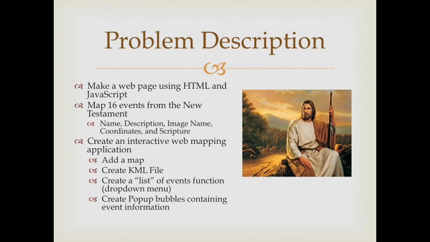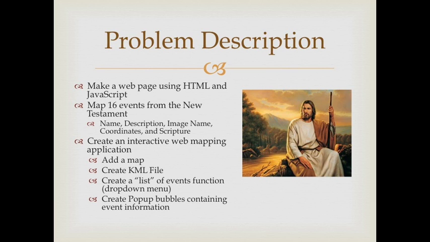The problem description for this project includes making a web page using both HTML and JavaScript. This web page will include a mapping of the 16 events of the New Testament, and we chose to map 16 individual events of the life of Jesus Christ. For each event, we gathered information of both the name and a description of the event. We found some images as well as the coordinates and a scripture with that event.